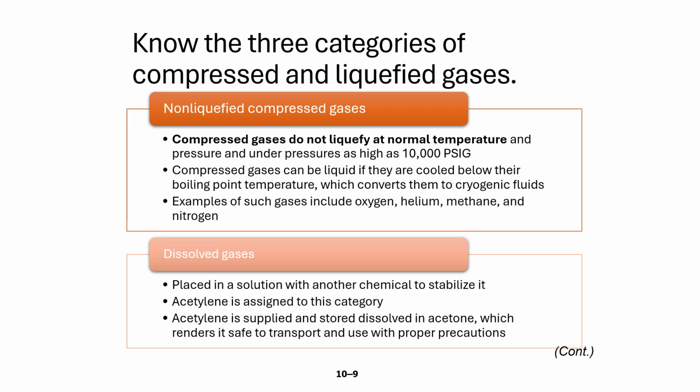Non-liquefied compressed gases are compressed gases that do not liquefy under normal temperatures and pressure, and under pressures as high as 10,000 psig, pounds per square inch gauge. Compressed gases can be liquid if they are cooled below their boiling point temperature, which converts them to a cryogenic fluid. Examples of such gases include oxygen, helium, methane, and nitrogen.